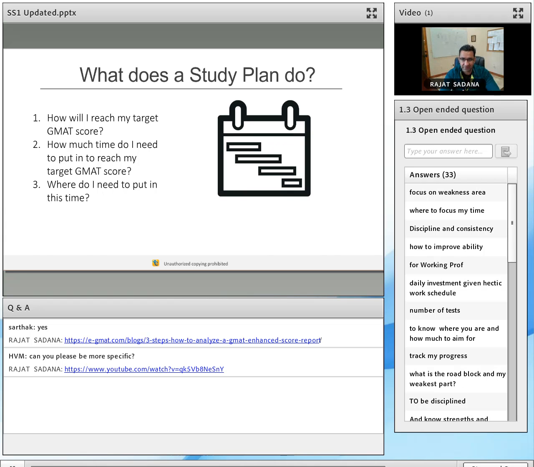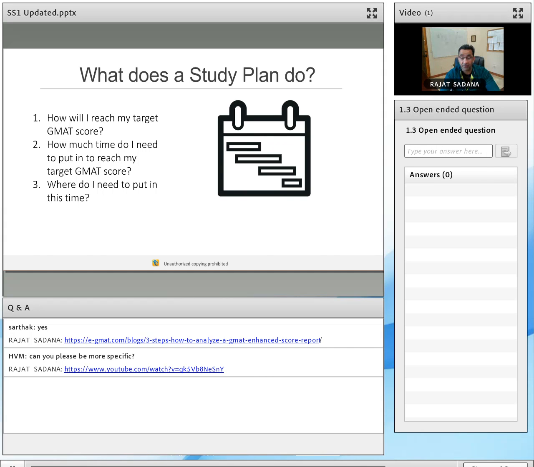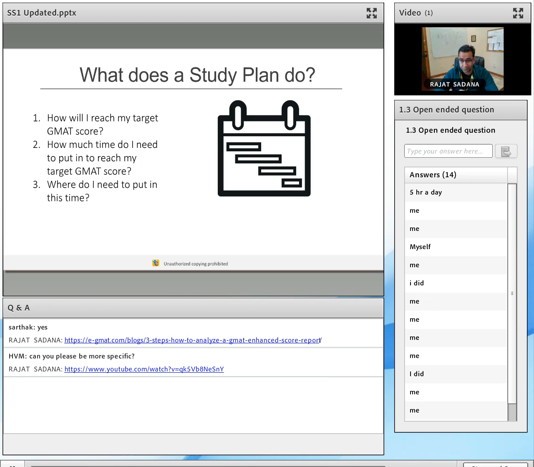How many of you say, okay, once I have an estimate of how much time I need to put into studying for the GMAT, I'm going to start practicing? Or how many of you, when you started studying for the GMAT, picked up the Official Guide and practiced through it? How many of you did that? You said, I'm going to start solving questions, I'm going to go through it, and that's how I'm going to get there. All right, a lot of you did that.